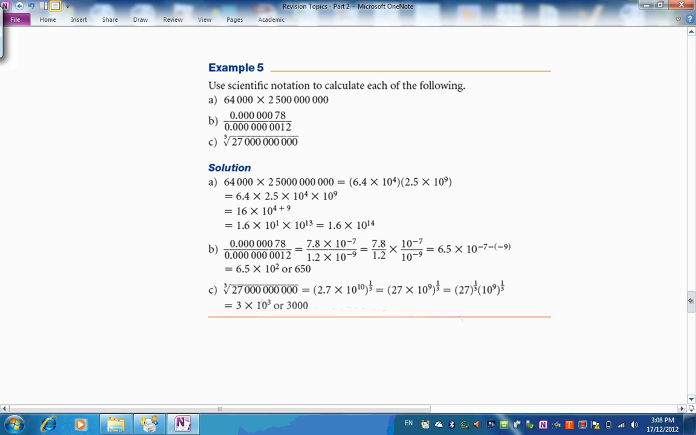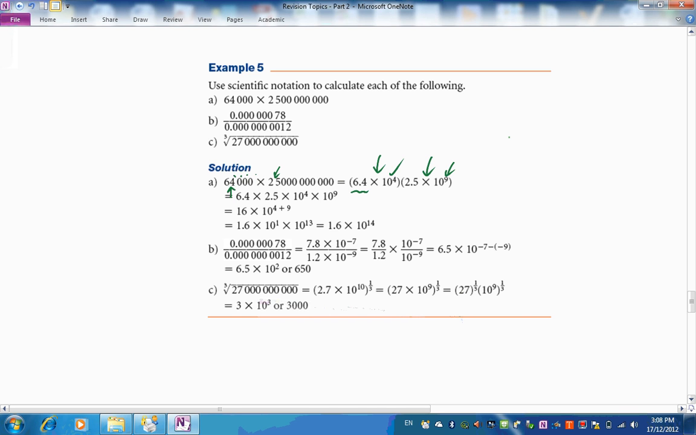All right, here we go. Use scientific notation to calculate each of the following. Well, here the easiest way is to change the first number to standard form. That's a number between 1 and 10. If we call this 6.4, we'd actually have to multiply it by 10 to the 4th to get the decimal in the right place. And this one, if we said the decimal was there, 2.5, we'd have to shift the decimal 9 places to the right.